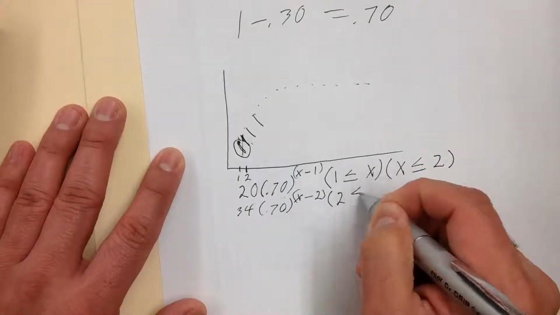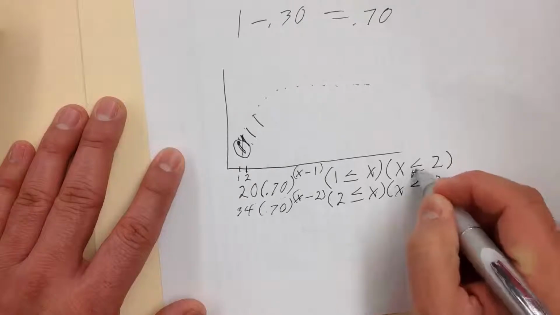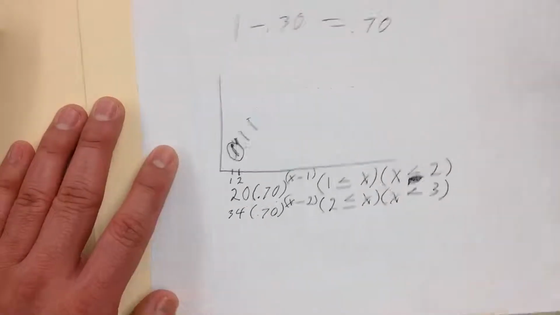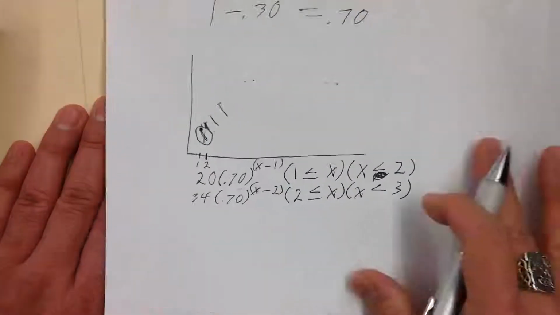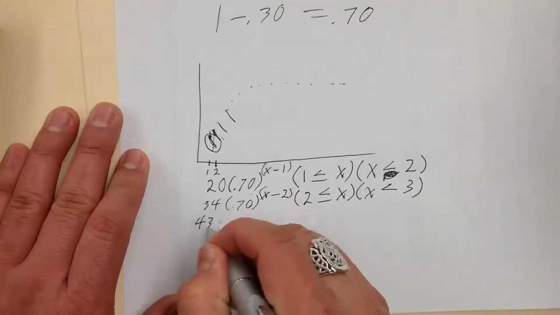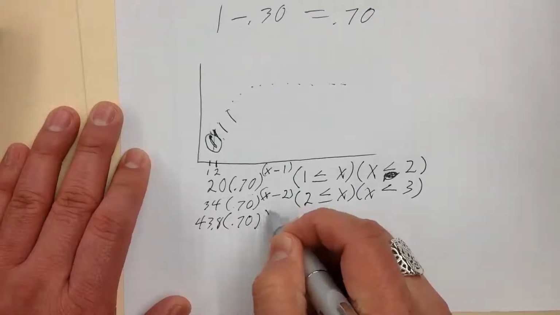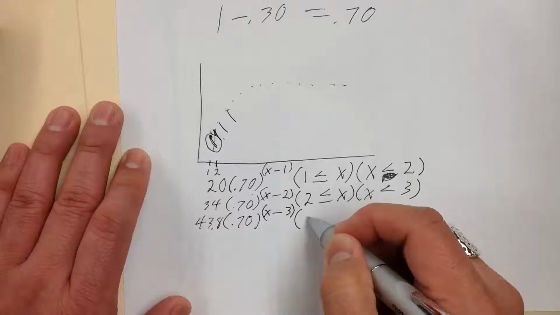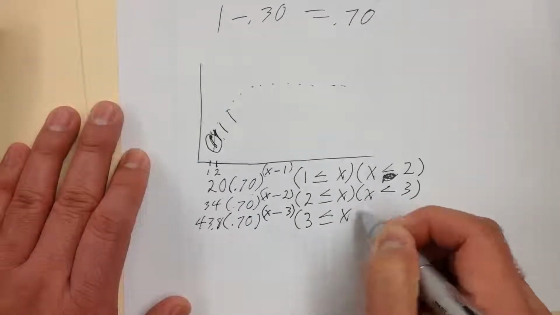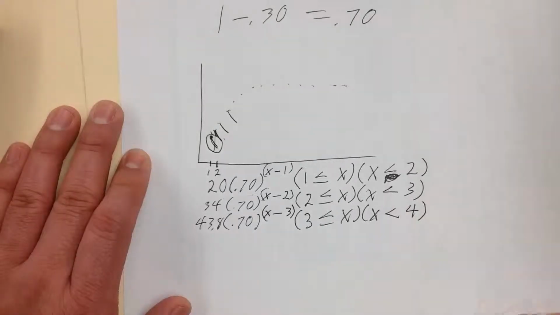And then we go from day 2 to day 3. I made a mistake right there. That should be not less than or equal to on that one. Then for day 3, we have 43.8 to start with. We just changed one little thing. We changed the beginning number, times 0.70 to the power of x minus, well, the day is now day 3, so we put x minus 3. And then it starts on day 3 and ends just before day 4. And that's the meaning of that.